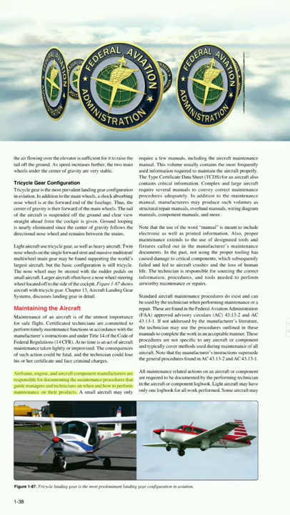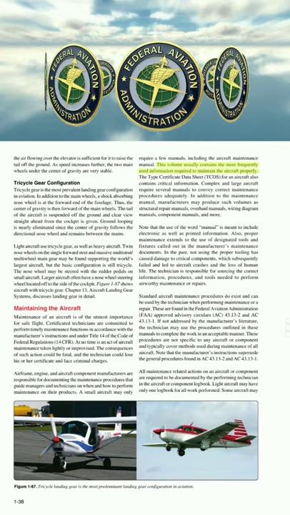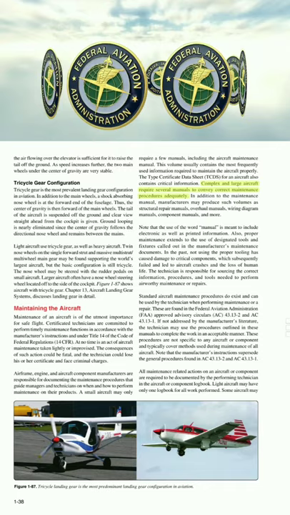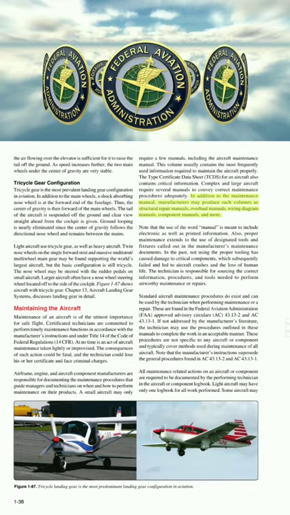A small aircraft may only require a few manuals, including the aircraft maintenance manual. This volume usually contains the most frequently used information required to maintain the aircraft properly. The type certificate data sheet, TCDS, for an aircraft also contains critical information. Complex and large aircraft require several manuals to convey correct maintenance procedures adequately. In addition to the maintenance manual, manufacturers may produce such volumes as structural repair manuals, overhaul manuals, wiring diagram manuals, component manuals, and more.